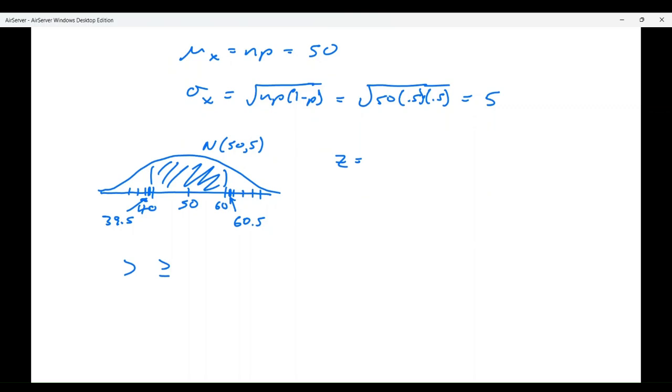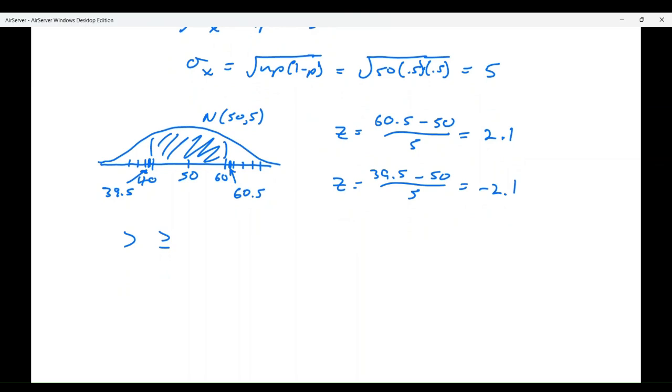So for the first case, for our upper endpoint of 60.5, that's our value minus the mean divided by the standard deviation. That gives a z-value of 2.1. And then for the second one, same idea. We take the value of 39.5 minus the mean divided by standard deviation, and that gives us negative 2.1. We should not be surprised that those values are simply opposites of each other because we are symmetric from the mean. We're 11.5 units one direction, 11.5 units the other direction. So 39.5 and 60.5 are both the same number of standard deviations from the mean, just in opposite directions.